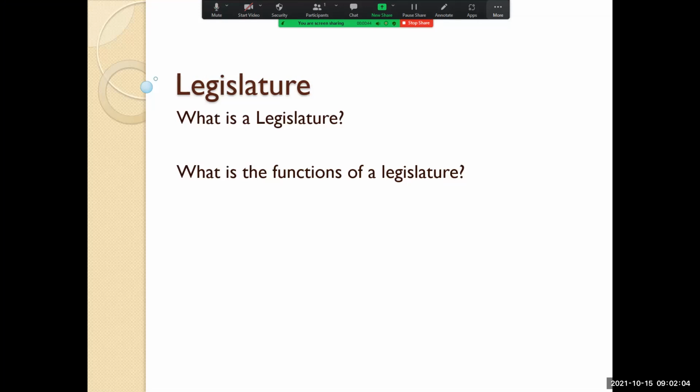This chapter 7 is a chapter looking at the Texas legislature. The two things we want to start off with is to make sure we understand what a legislature in general is, as we have with most of our major definitions, and then we'll jump into the 7 different functions of the legislature.